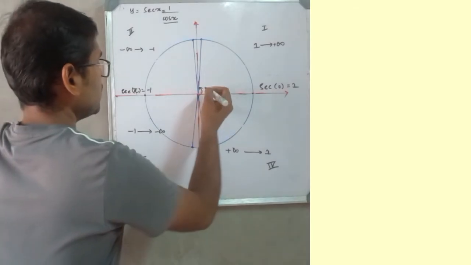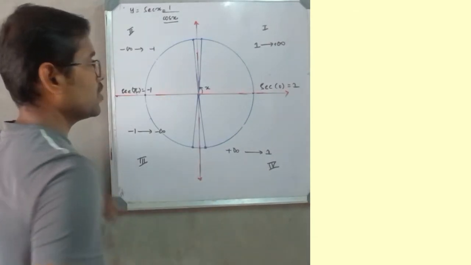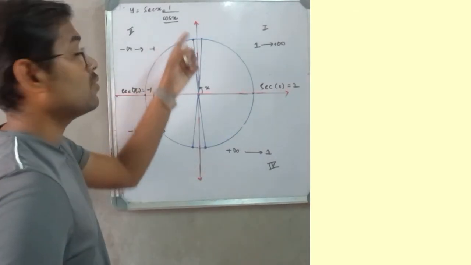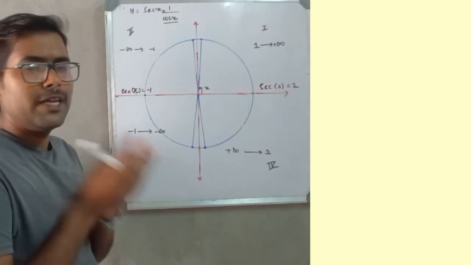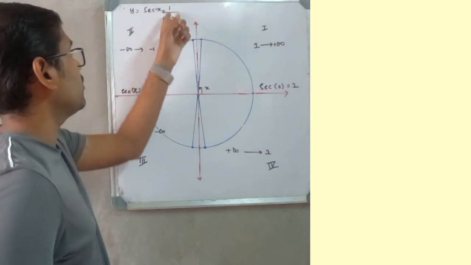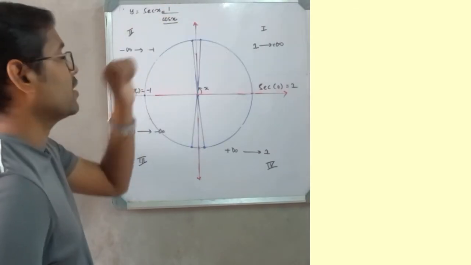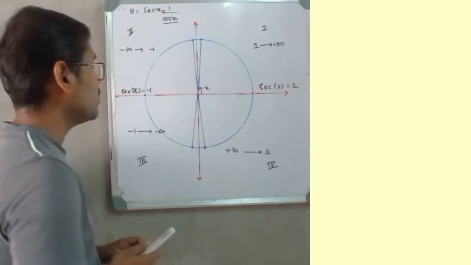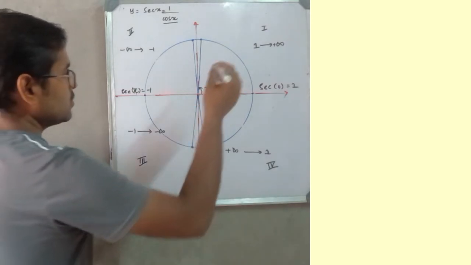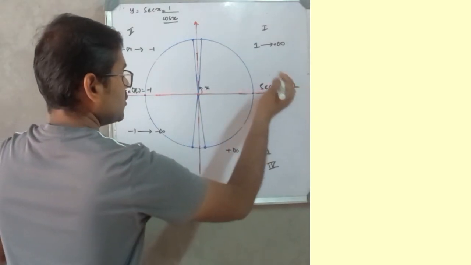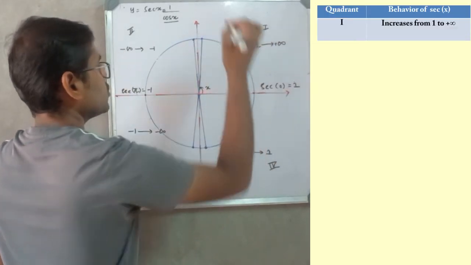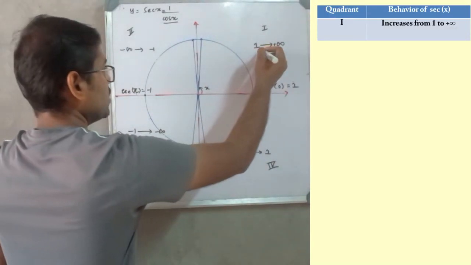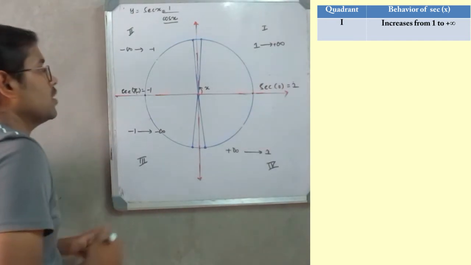If the value of x is very close to pi by 2, in that case, the value of cos x will be a very small positive number. Then the value of sec x will be a very large positive number. If you divide 1 by a very small positive number, you will get the value of sec x as a very large positive number. So I can say that in the first quadrant, the value of sec x varies from 1 to positive infinity.